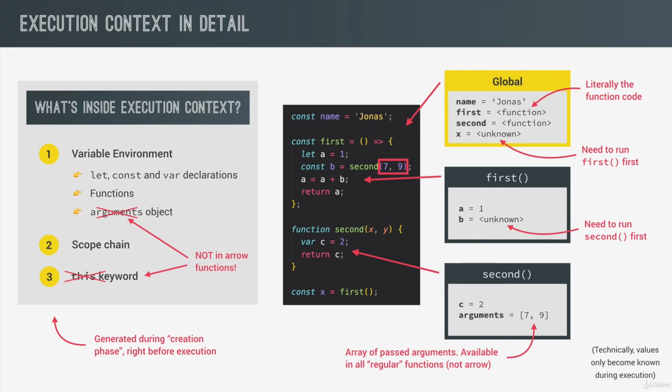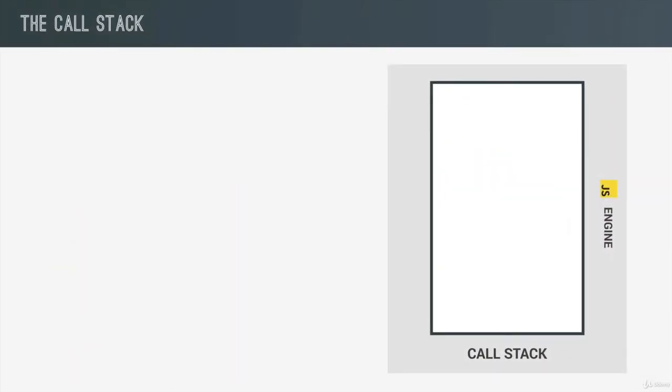But now imagine there are hundreds of execution contexts for hundreds of functions. How will the engine keep track of the order in which functions were called? And how will it know where it currently is in the execution? Well, that's where the call stack finally comes in. And remember that the call stack, together with the memory heap, makes up the JavaScript engine itself. But what actually is the call stack?